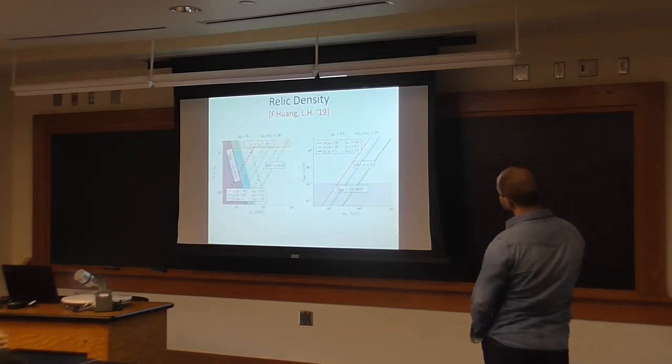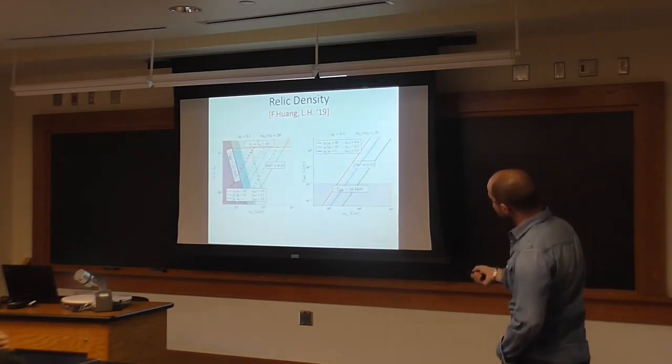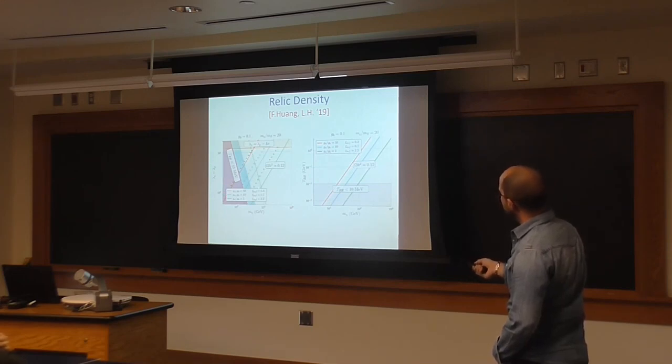So here are some numerical results. You see here, this is in the plane of the mass of dark matter versus the coupling in the dark sector. I have scalar and pseudoscalar couplings, which I take equal, but whatever.